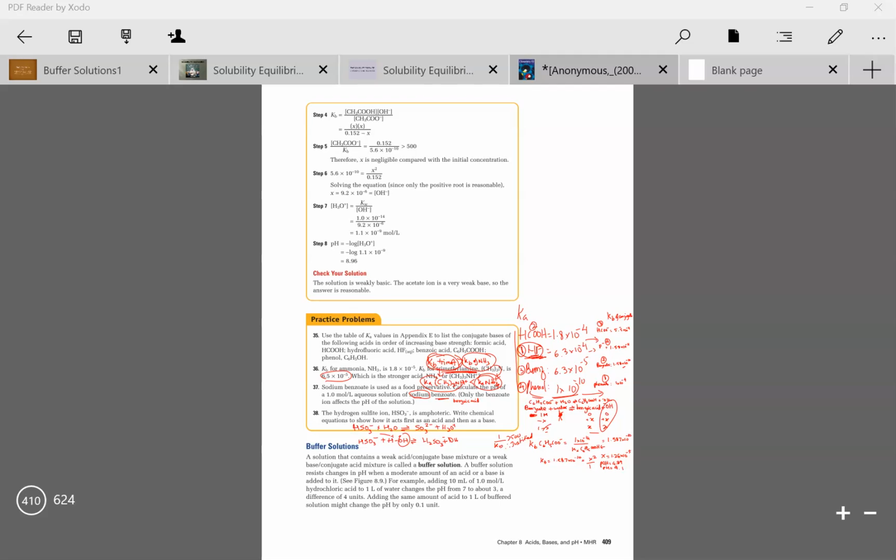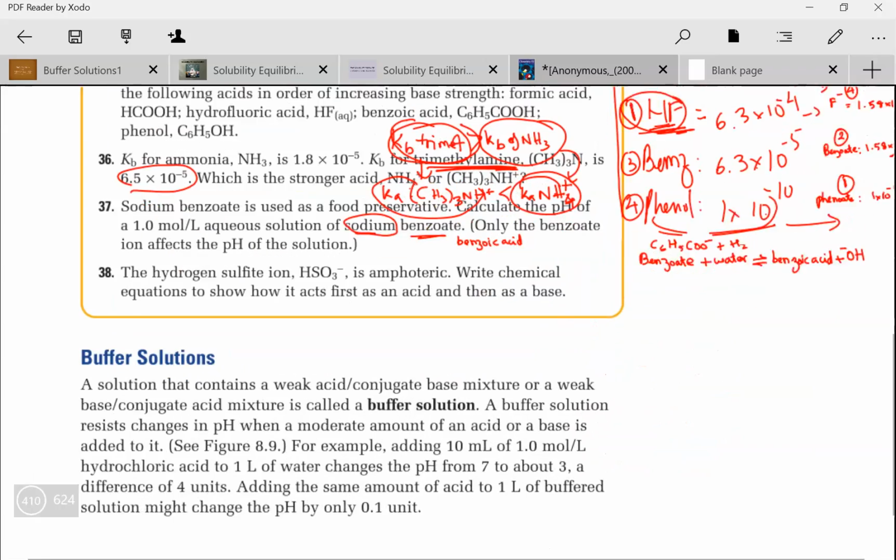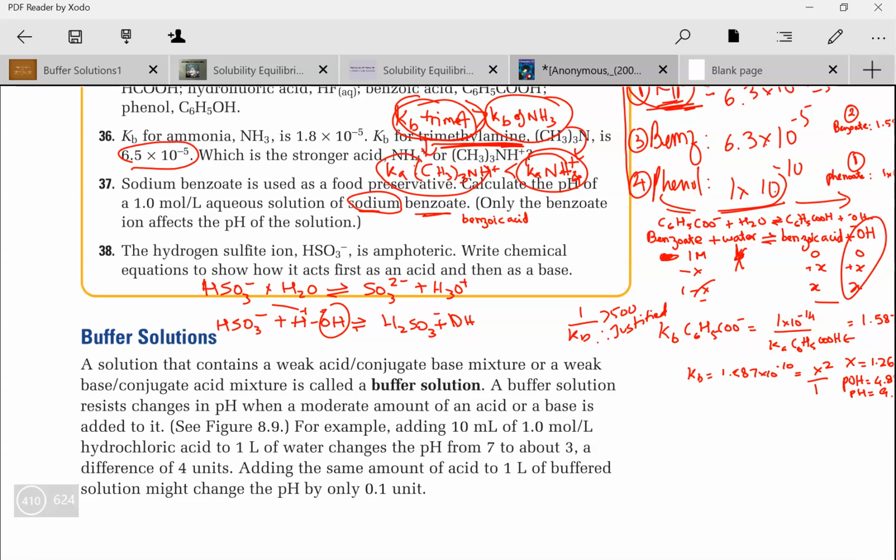So this is the video for buffer solutions and titration curves. There's not going to be too many, actually absolutely no calculation questions from this section. There will probably be a question dealing with what a buffer is made of, how it works, etc.